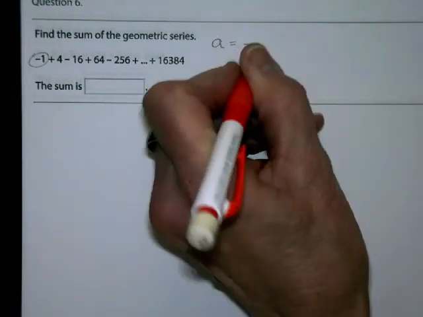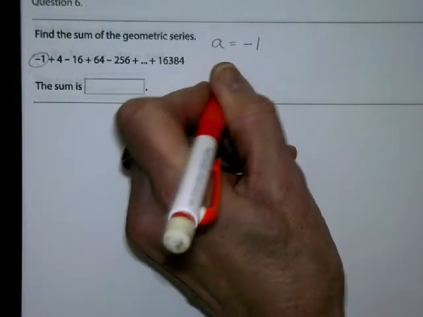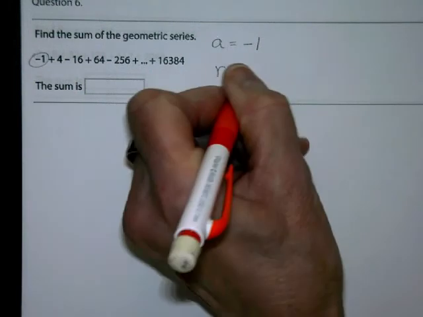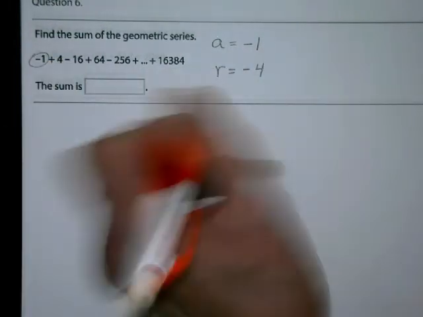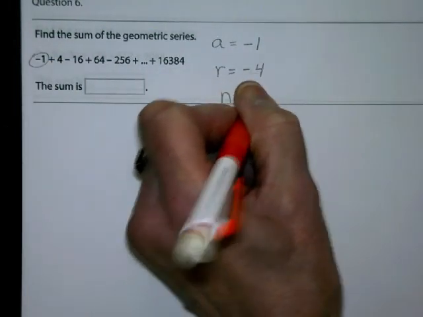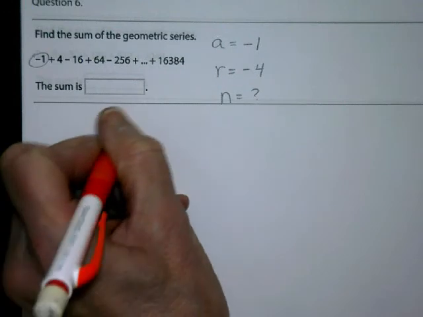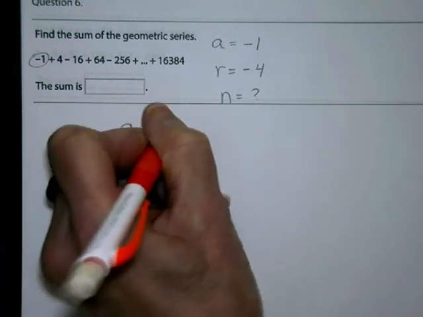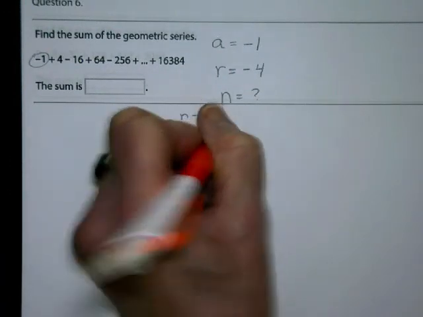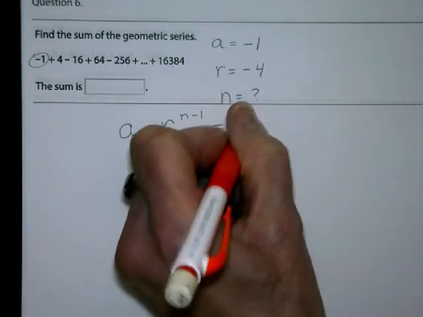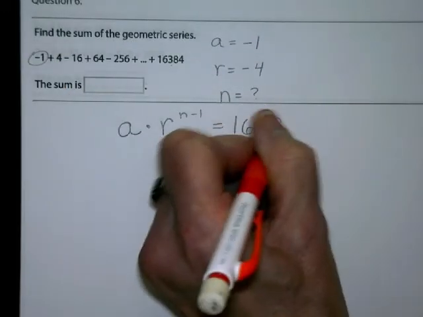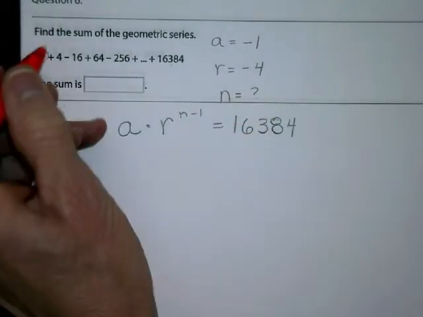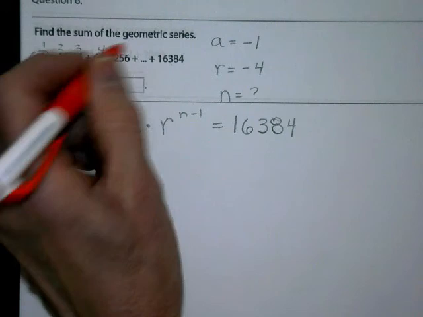Okay, another one. We don't have the n, so we do have the a. Our r, what are we multiplying by? Looks like a -4. 4 times a -4 is 16, and n is in question. So I take my a times r to the n minus 1 is my last term.